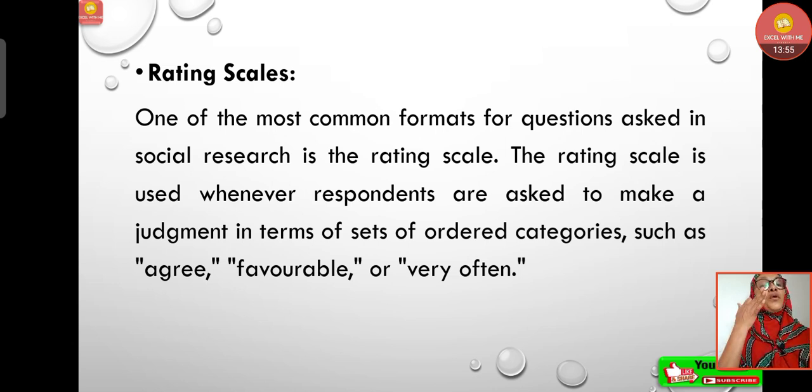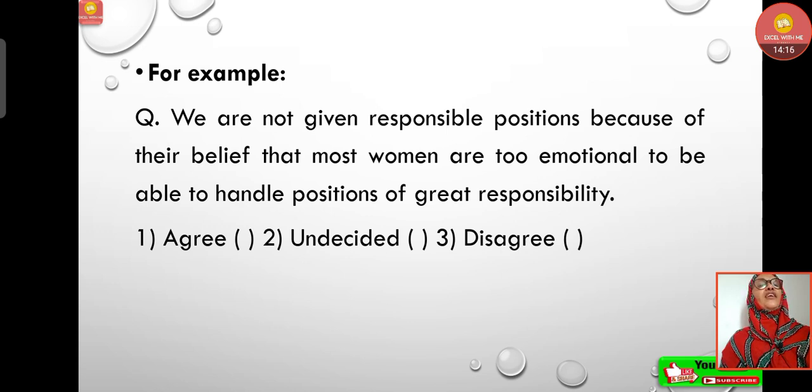Now, rating scales. One of the most common formats for questions asked in social research is the rating scale. Obviously, the rating scale is used whenever respondents are asked to make a judgment in terms of sets of ordered categories such as agree, favorable, or very often. Here, these are the rating scale questions. For example, women are not given responsible positions because of the belief that most women are too emotional to be able to handle positions of great responsibility. This question can be answered differently by different people. Some might agree, some undecided, some disagree. Undecided is neutral, and some may disagree here.